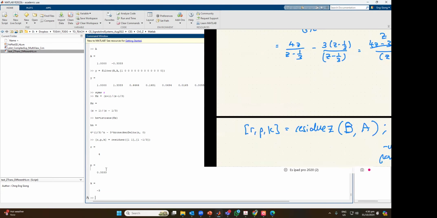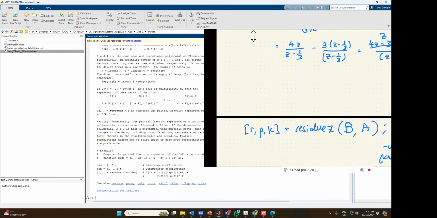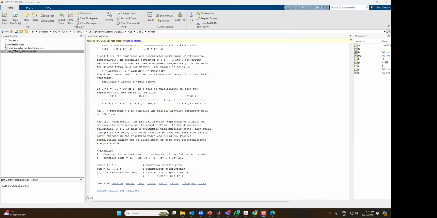What are R, P, and K? Help residuez. Now, am I asking you to study MATLAB? No, no. MATLAB is simply a calculator. That's it, a symbolic calculator for us, allowing us to call functions such as residuez and zplane and things like that. You still have to be able to do it by hand if necessary.